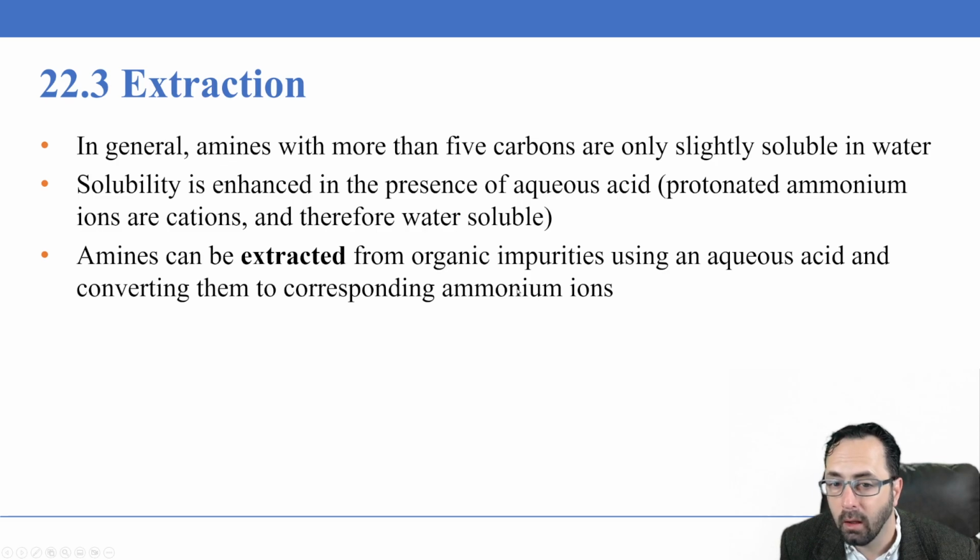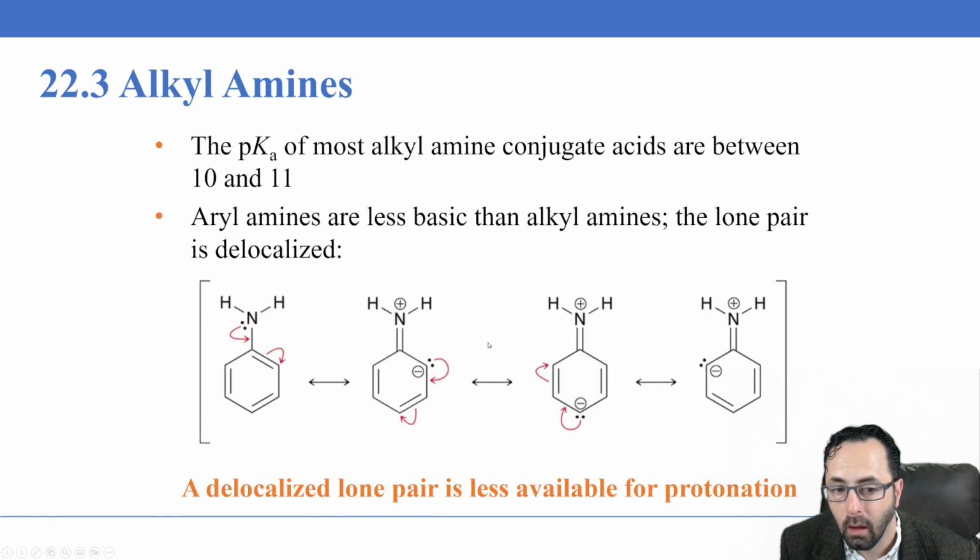In general, for solubility, amines with more than 5 carbons are only slightly soluble in water. You can increase the solubility, though, by reacting the amine with an acid, because the acid will protonate the amine and produce an ion. And we know from the past, ions are more soluble in water. One of the first labs that people do in Chem 212 is having an insoluble amine, adding acid and watching it dissolve, and then adding base and having it come out of solution. So amines can be extracted from organic impurities by using acid and protonating them.